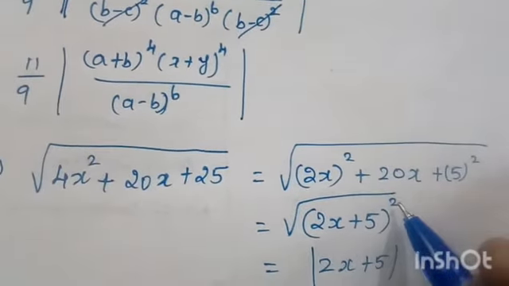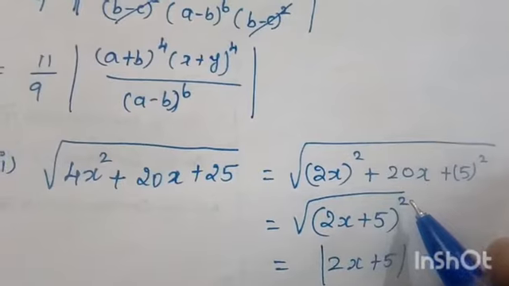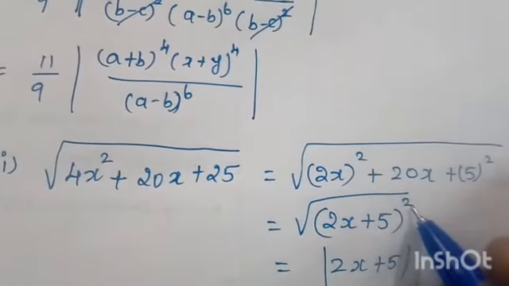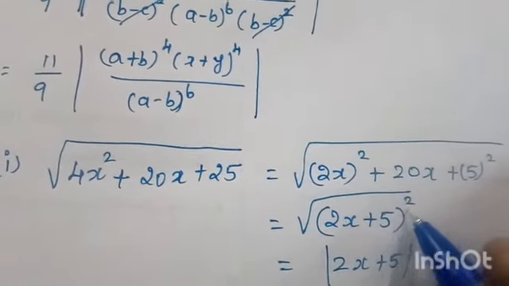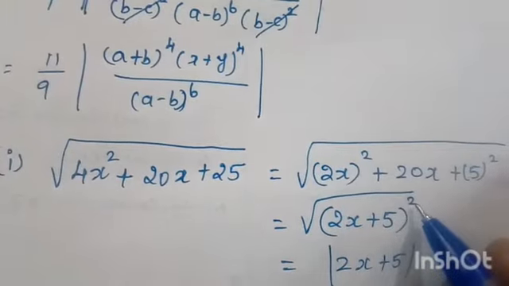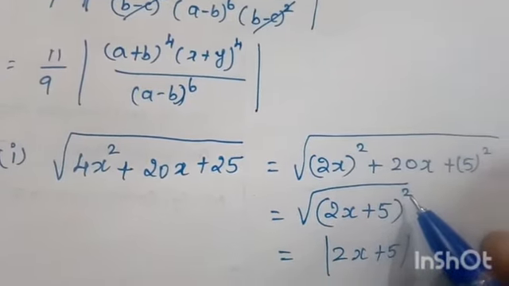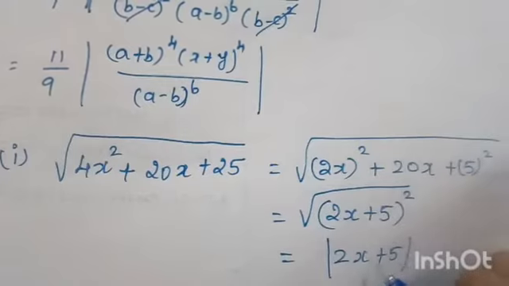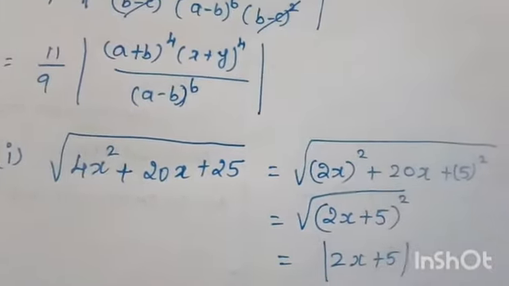Now you have to take the square root. Taking the square root means the power is reduced. So (2x plus 5) whole squared comes out of the square root, and it becomes the absolute value of 2x plus 5.